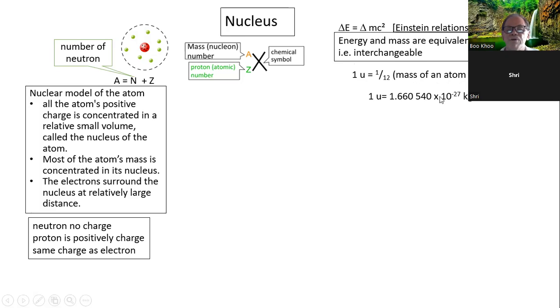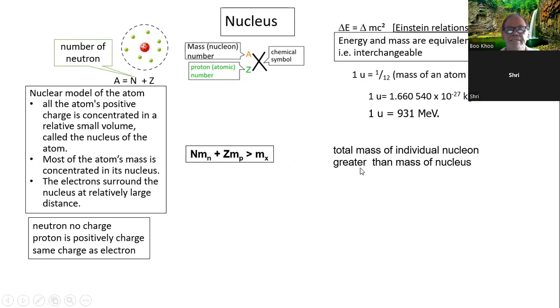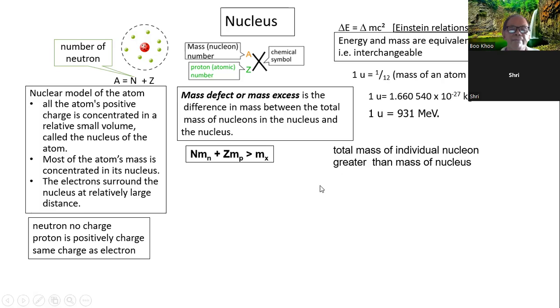This one you can get from your constants. This one usually will be given to you, but the value changes. Sometimes 2 decimal places, 4 can be 5, depending on the examiner who sets the paper. Then you must understand that the total mass of nucleons is greater than the mass of the nucleus. Mass defect or excess mass is the difference between this one and that one.